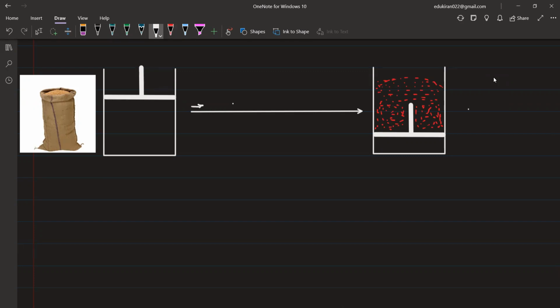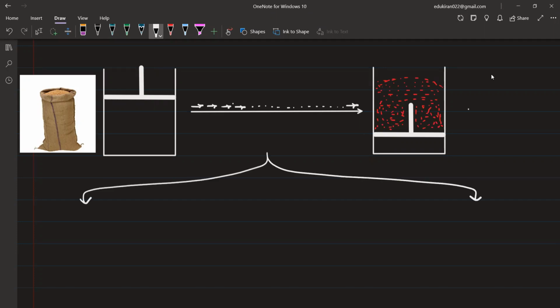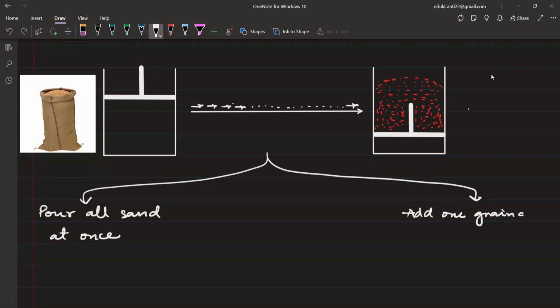You put 1 grain of sand. Then you put another grain of sand. Slowly, slowly, one grain of sand at a time. What will happen? You will reach this. Yes or no? Please tell me, guys. There are two ways in which we can do this. Now, what are the two ways? We can pour all sand at once, or we can add 1 grain of sand at a time.